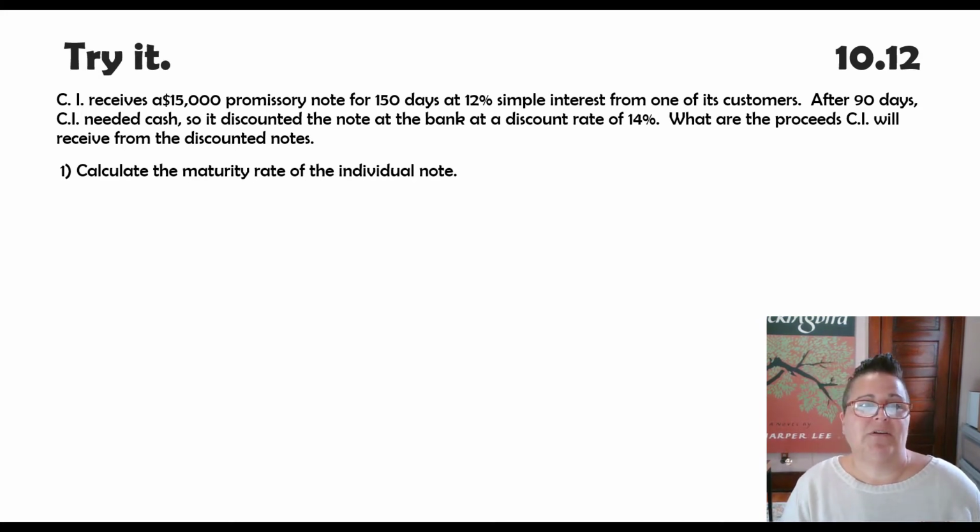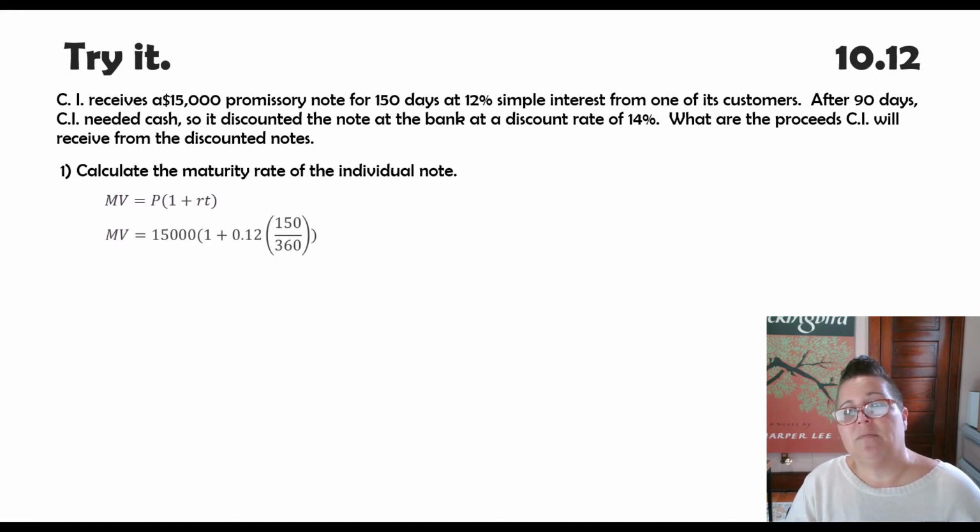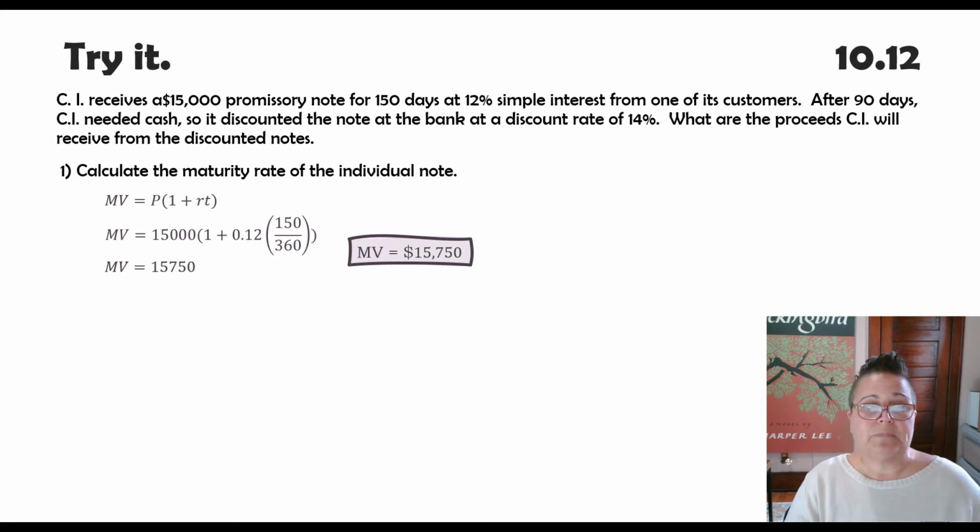CI received a promissory note for 150 days at 12% simple interest. So we're going to use the maturity value of this note. The principal is the $1,500, the rate is 12%, and the time is 150 days out of 360. Multiplying this out, I get $15,750 as the maturity value. So CI is going to be receiving from the original lender $15,750. So that is how much collateral they have, right?